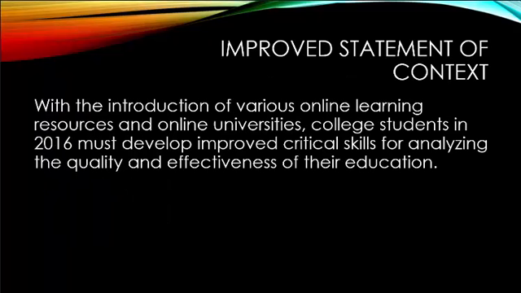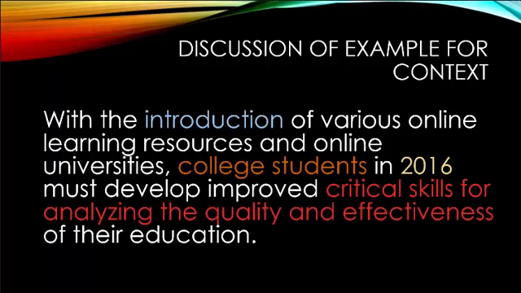With the introduction of various online learning resources and online universities, college students in 2016 must develop improved critical skills for analyzing the quality and effectiveness of their education. In this example, the writer provides a context for the triggering event, the introduction of new kinds of education. The writer also describes which people, college students. The writer tells us when, 2016. And then, rather than leaving education very generic, the writer says these kinds of particular skills for what purpose related to education.